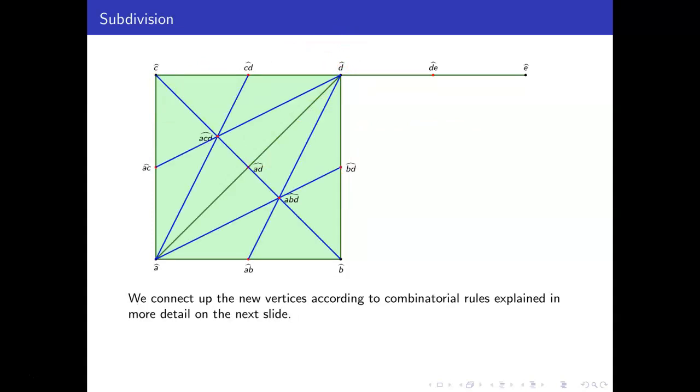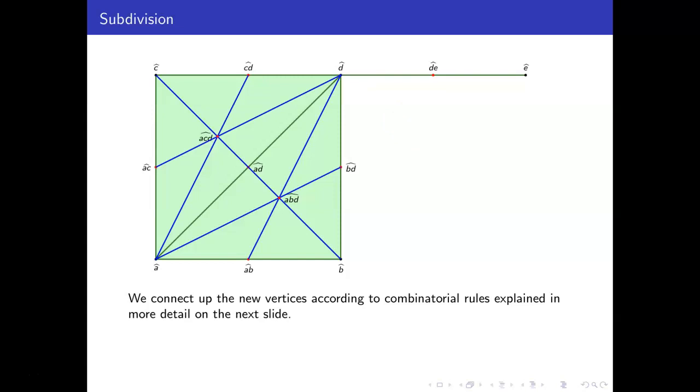Okay, so now we need to connect up these new vertices that we've put in. That's the main content that we need to think about. There's some kind of combinatorial recipe for how the new vertices are connected together. We'll explain the general picture on the next slide, but on this slide we just have a little preview.